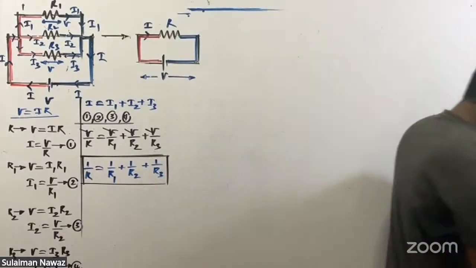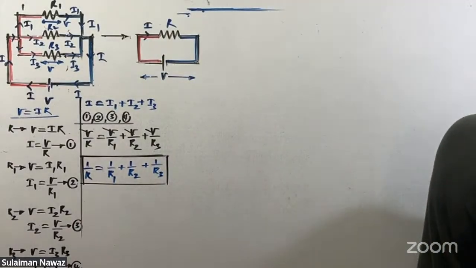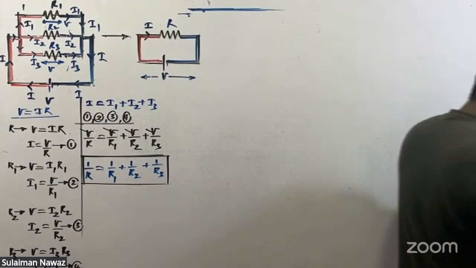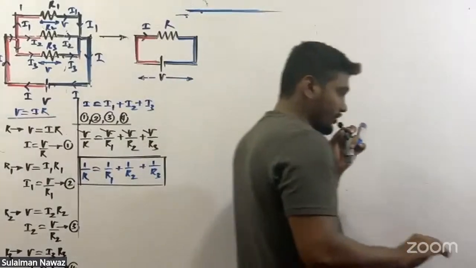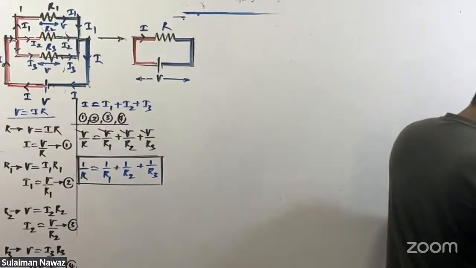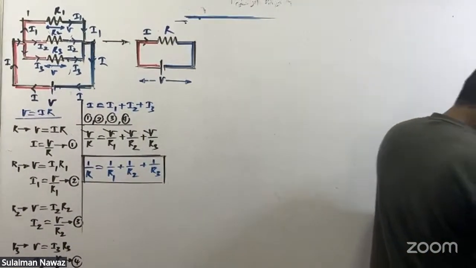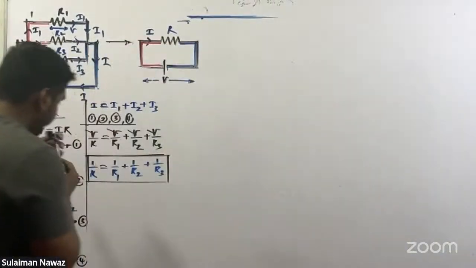Finished. Right, okay. Sample question. Quickly find the equivalent resistance of the circuit below.